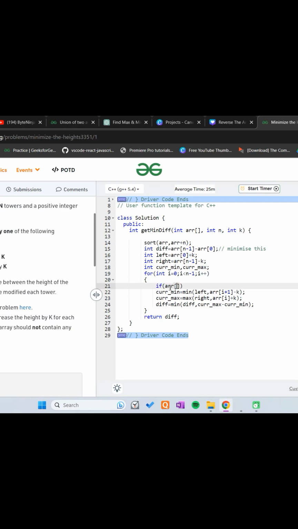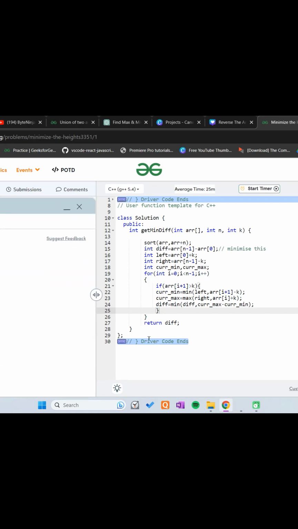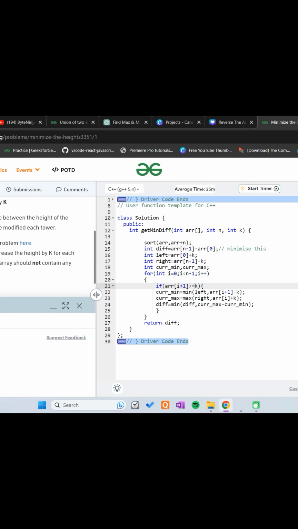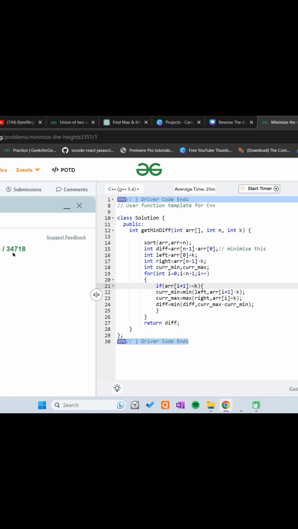I'm saying if arr[i+1] is greater than k, then run this. Yeah, I think it's greater than or equal to k, but let's see. Yeah, it's greater than or equal to k, because we can also include 0 now, since it's not saying we can't include 0. Yeah, so the problem is solved successfully.